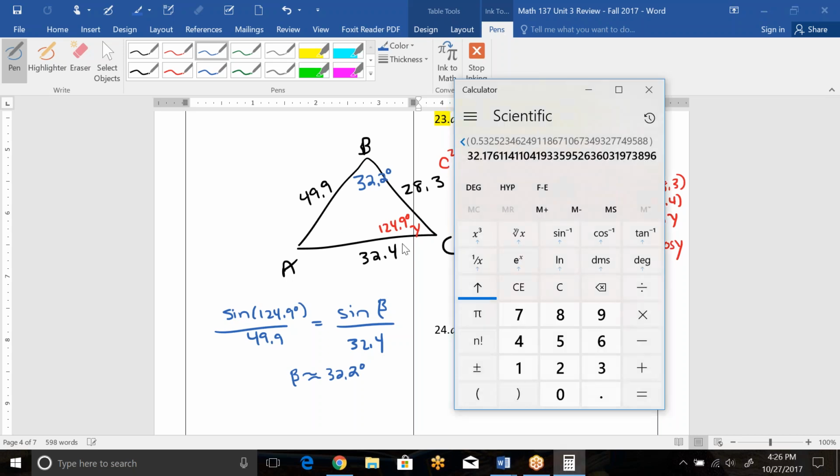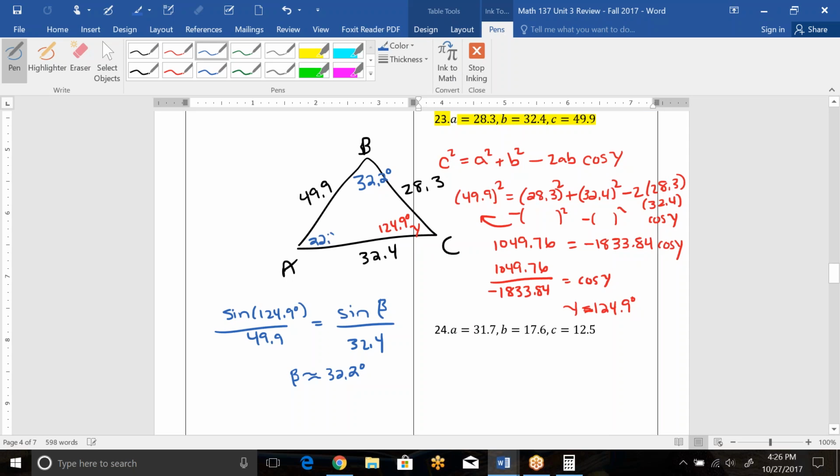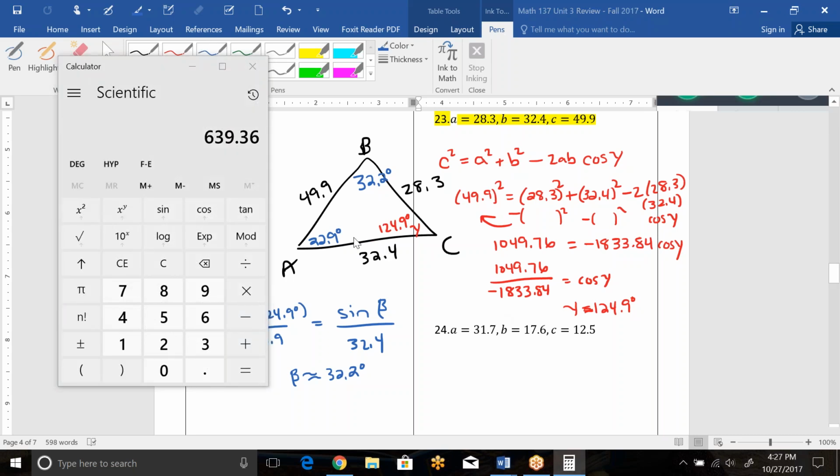And then just to find the other angle, we can add the two angles we have and then subtract from 180. And that would be 22.9. I know mine was negative, but I subtracted the wrong way. So now we have all of our angle measurements. Except I think we just had a boo-boo on this one.